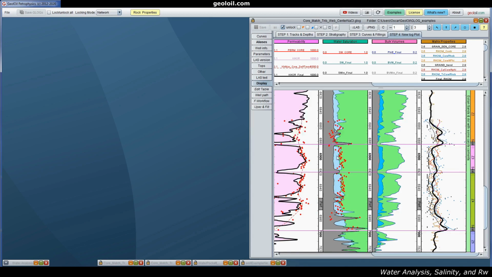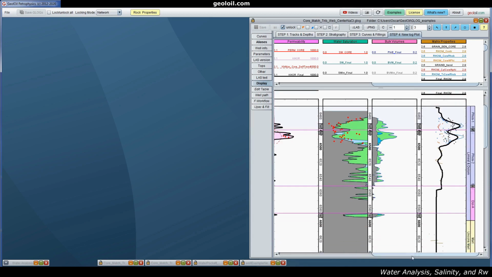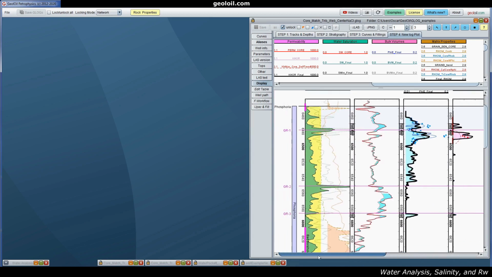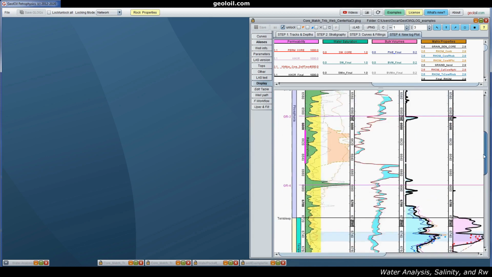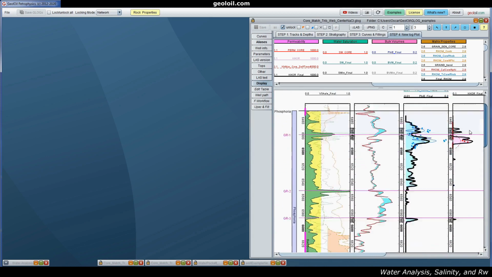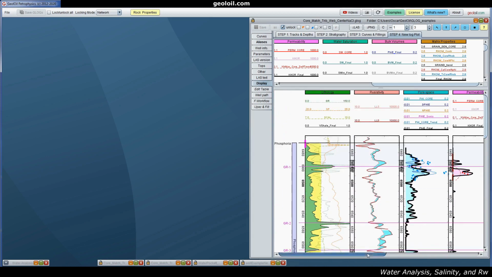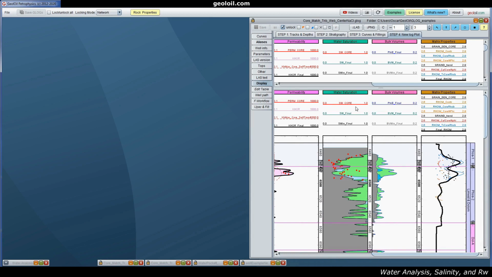There is another formation here, which is Phosphoria, and the next one is Tensleep, with 5 different members inside the Tensleep formation. So we have water saturation in Phosphoria that matches more or less well the curve that we estimated.